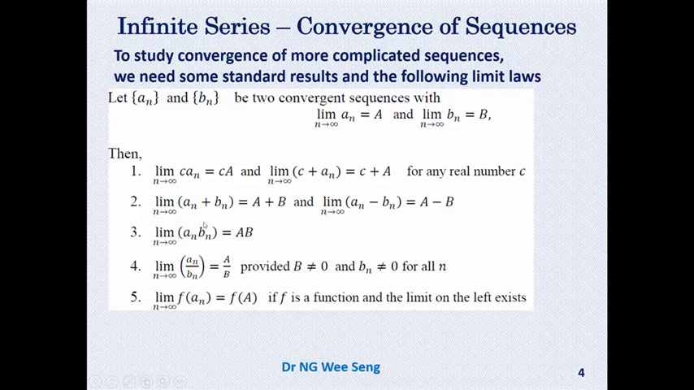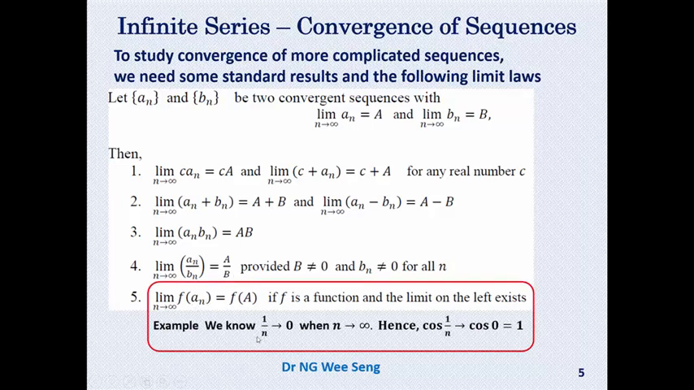Law number 3 is about product. Law number 4 is about the ratio. Number 5 is about composite functions. If you want to find the limit of a function of a_n, all you have to do is to take the functional value of f at the limit of a_n. Let me show you an example on the use of 5.